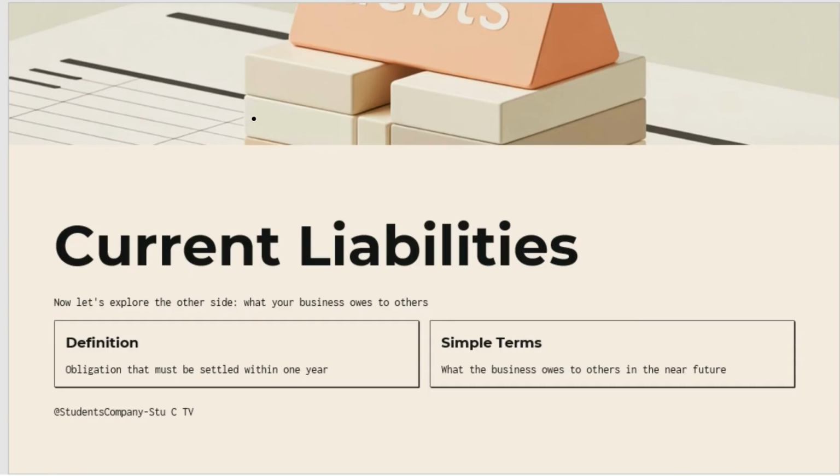Now let's look at current liabilities. What is the business owing to others? What is the business liable for as an obligation in the next 12 months? Within 1 year, what obligations or liabilities does it have to settle? It can owe goods, it can owe services, it can owe money, it can be anything which the business has to deliver in the form of goods, money, or any other contract which it has to fulfill. So that is current liability.